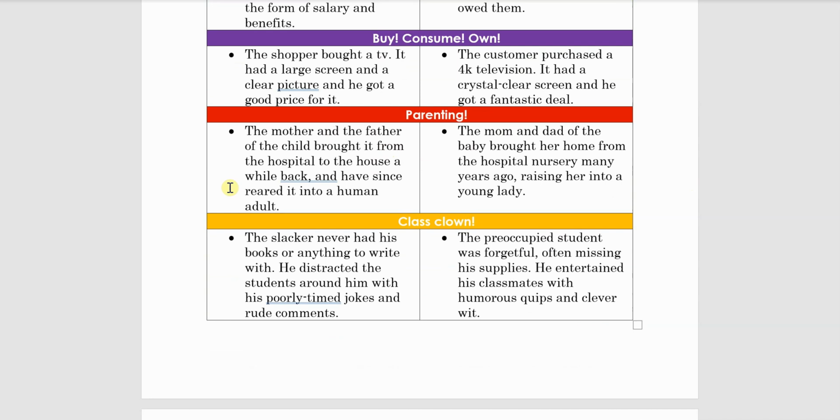Parenting. Mother and the father of the child brought it from the hospital to the house a while back and have since reared it into an adult human, or a human adult. Versus, the mom and dad of the baby brought her home from the hospital nursery many years ago, raising her into a young lady. Okay.